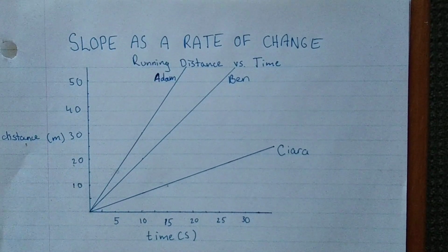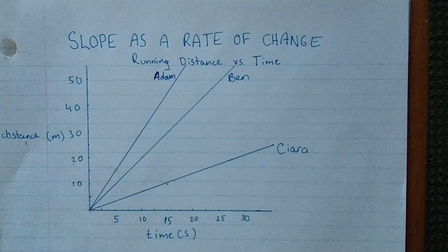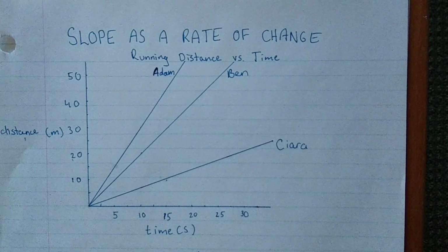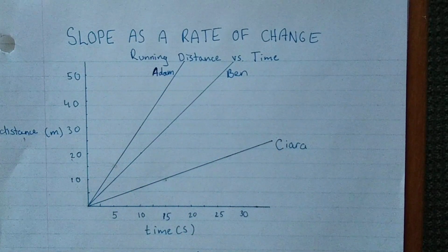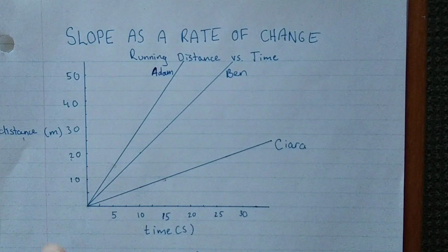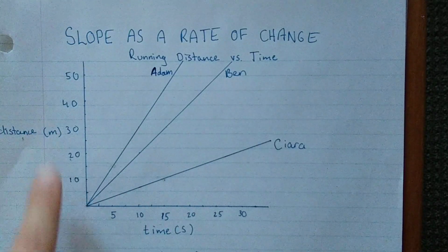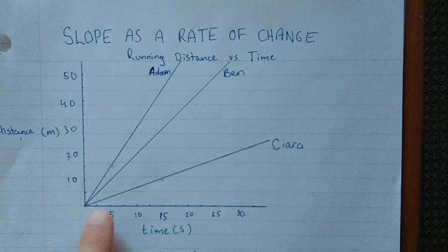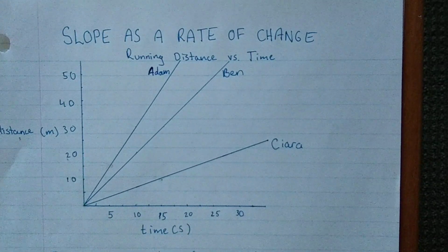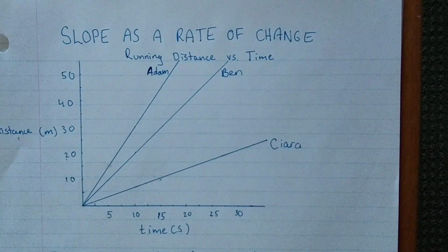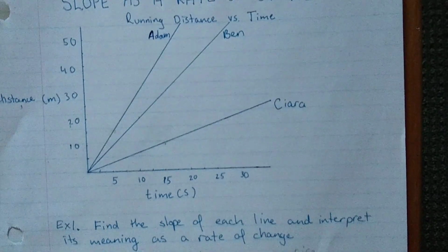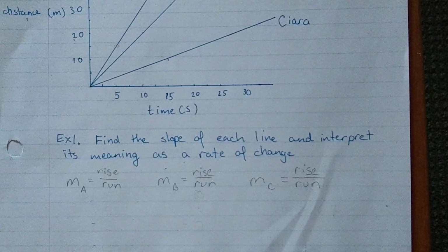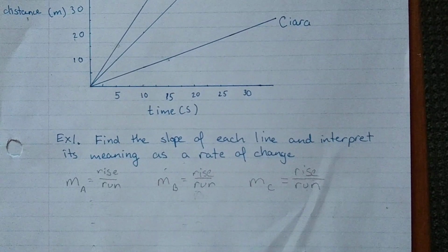Let's look at what slope means in word problems. In the real world, when there's a slope, it's the rate at which something changes, or a rate of change. This graph here on the dependent axis, or the y-axis, maps the distance that somebody has run. And on the independent, or the x-axis, it maps the time that they have been running in seconds. So the first question is, find the slope of each line and interpret its meaning as a rate of change.